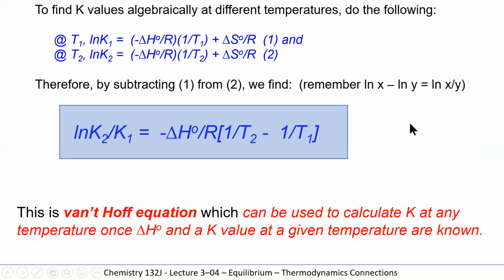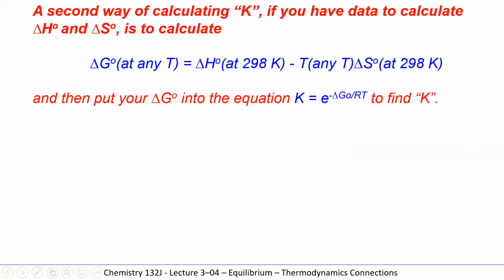Now, this equation is named for a man called Van 't Hoff, or a woman, not sure which, and you can use it to calculate K at any temperature, once you calculate delta H naught from thermodynamic data, and you have a K value already calculated at a different temperature. So now let's look and see how we can do this, okay?